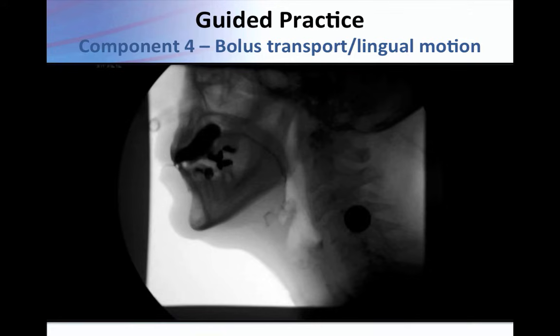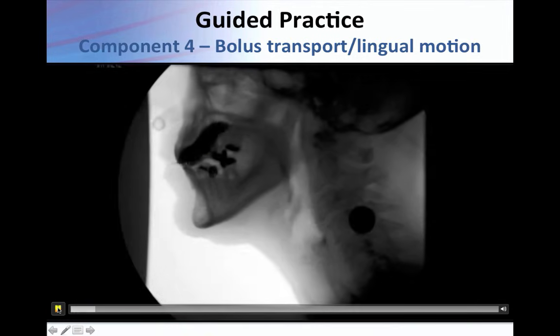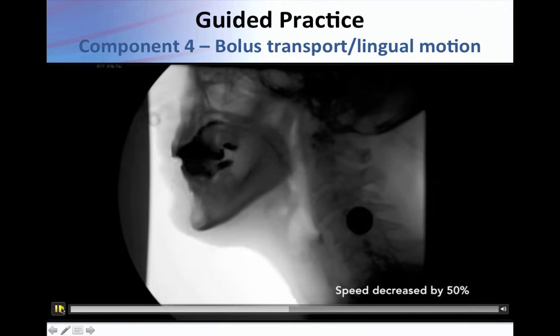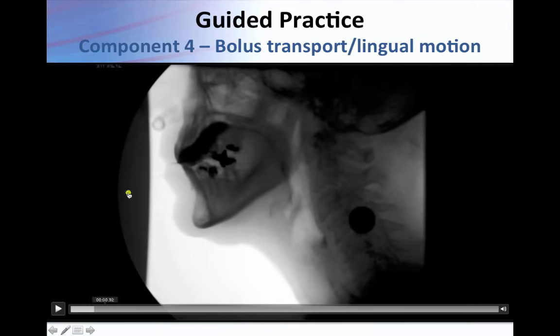movement. Now I'm going to show you another challenging case, and this is component number 4, bolus transport lingual motion. You see a more viscous bolus in the oral cavity. This is a honey type consistency, and what you're going to just observe in real time here. Okay, so what you'll notice is this particular patient holds the bolus at the very beginning anteriorly, so almost in the floor of mouth.